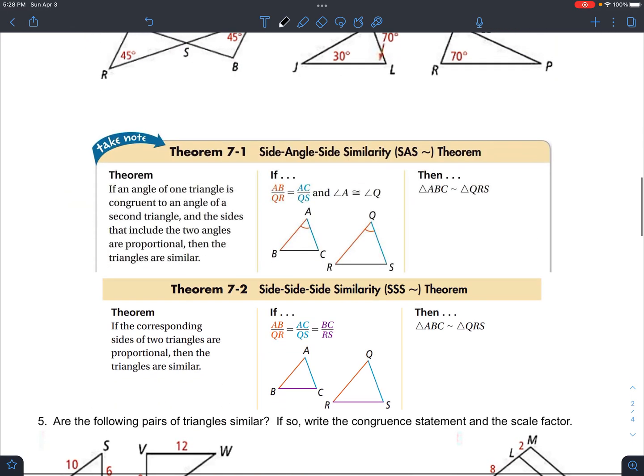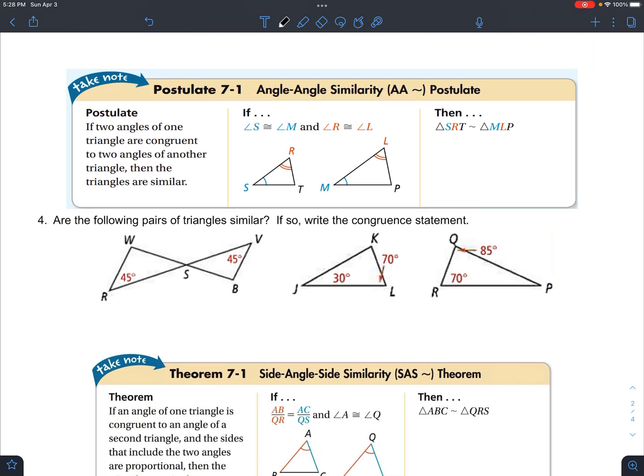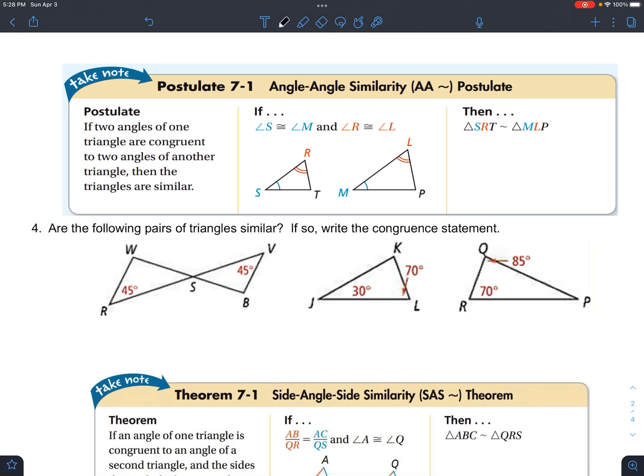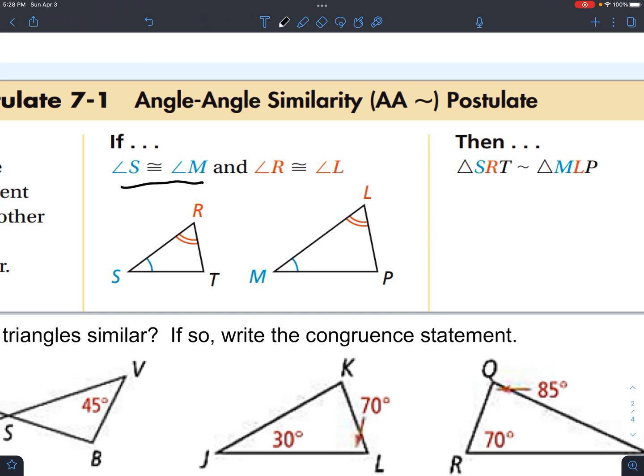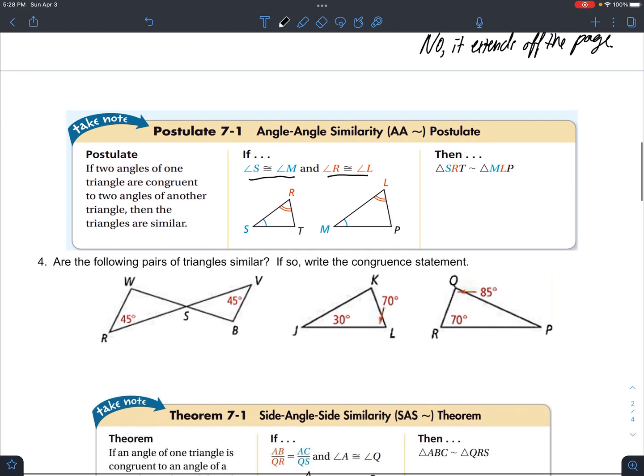So we have three similarity postulates or theorems. And the first one is pretty basic. It says that if you have two angles that correspond, so the blue and the reds, if you see two angles that are identical, it actually means that the triangles are similar, right? And we could prove this based on what we know, but I'm not going to spend the time on it. I just want us to be able to do these problems.